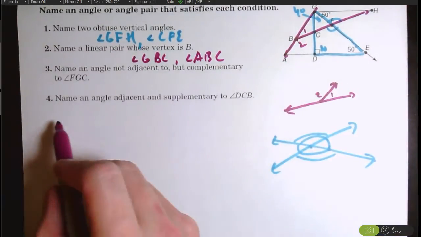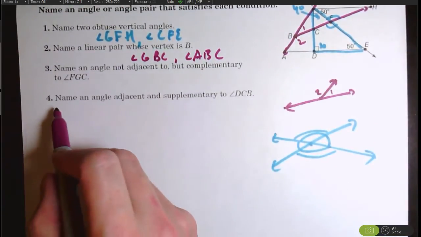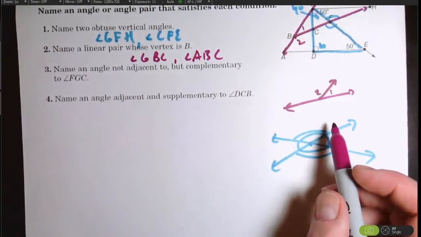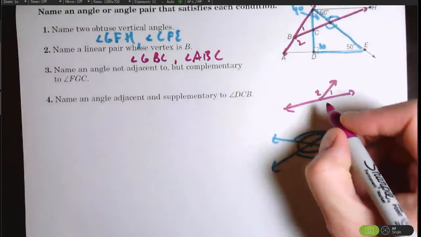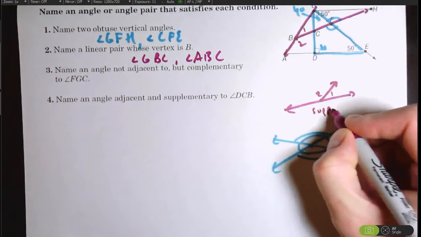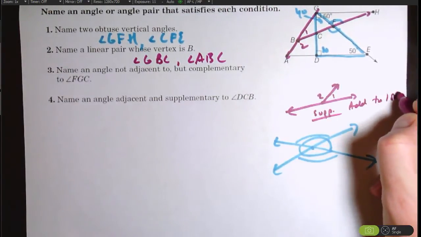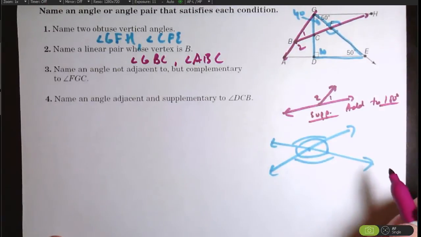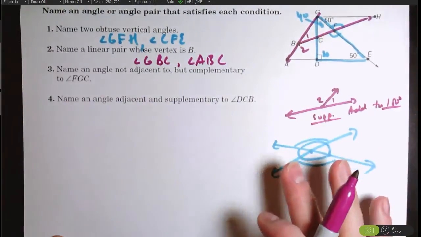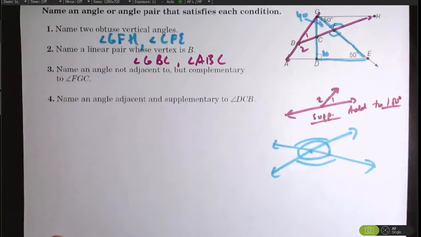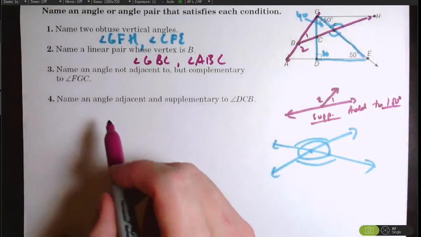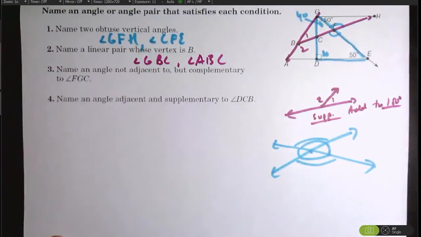Number 4, I think it's a tough one for a lot of people, but it gets back to linear pairs. One of the things we talk about with linear pairs is that they are supplementary. Why? Because they add to 180. We'll spend time in chapter 2 really getting into this. We use all these properties throughout the rest of the year, but we really hammer them in chapter 2. So: name an angle adjacent and supplementary to DBC.